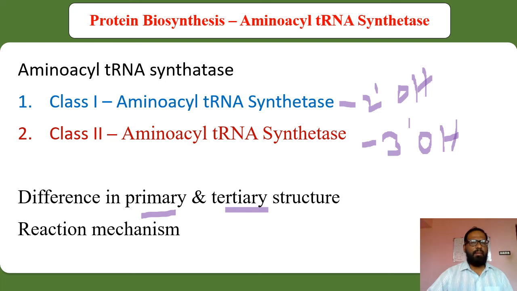The class 1 aminoacyl tRNA synthetase will attach the amino acid at the hydroxyl group of the adenine, that is the CCA. In the adenine of the CCA, the second hydroxyl group of the adenine is the place where exactly the amino acid will be attached. Whereas in the case of class 2 aminoacyl tRNA synthetase, in the CCA nucleotide bases, in the adenine there is a third hydroxyl group present, and to the third hydroxyl group that particular amino acid is going to be attached. That's why the reaction mechanism is slightly different, and these are some of the important things which we have discussed.